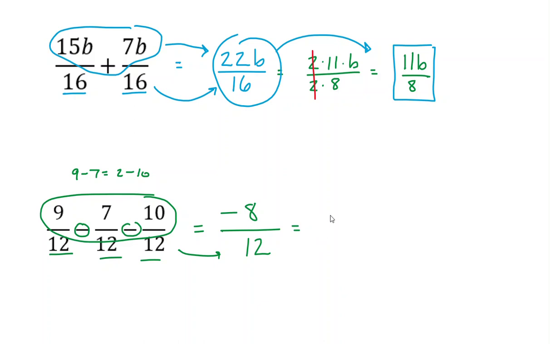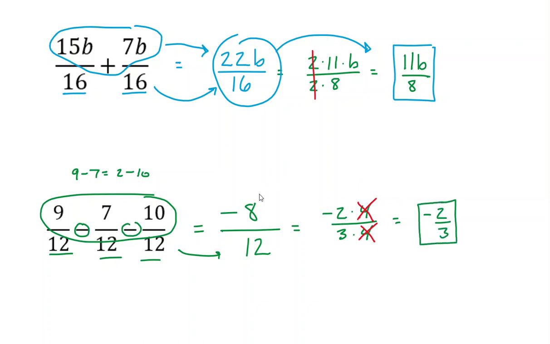Finally, I'll take a look at this and see if I can factor negative 8 and 12 so that we have common factors. Negative 8 is negative 2 times 4, and 12 is 3 times 4. I could break those 4's down into 2 times 2 if I wanted to, but once I get them into factors that are the same, I can just cross them off. So the 4's cancel, and I'm left with my final answer of negative 2/3.